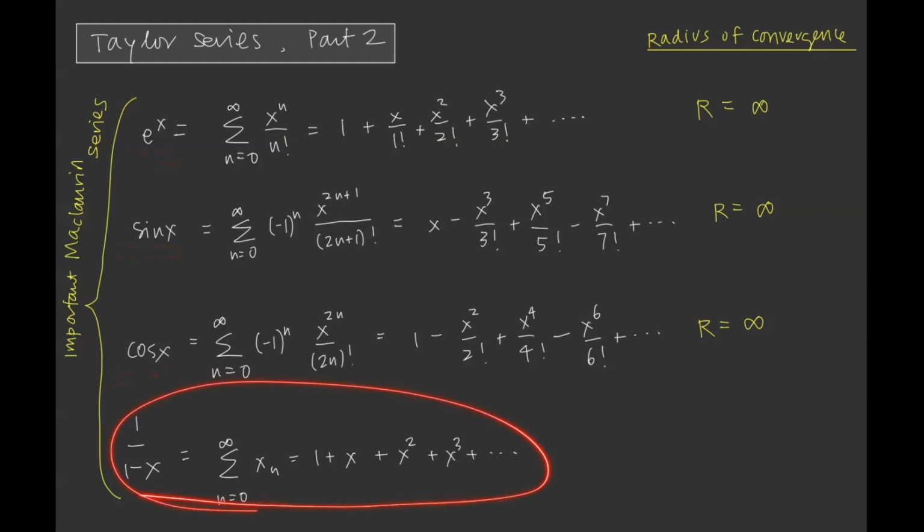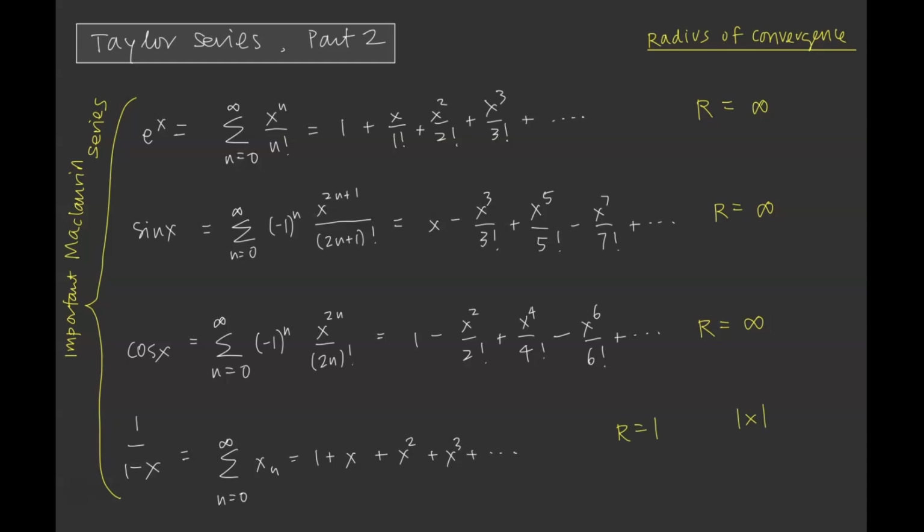But this guy was different. This one had a radius of convergence of just 1. And what that means is that it was centered at 0, so it worked for all the x values to positive 1 and all the x values to negative 1. So in between those 2 points. And I want to talk a little bit about why.